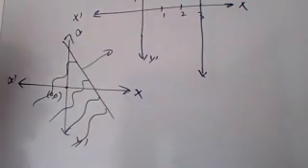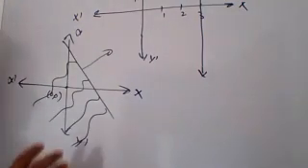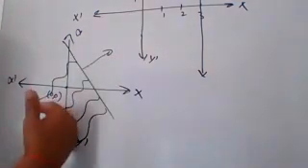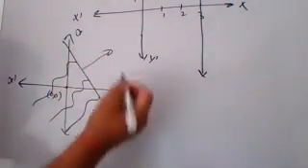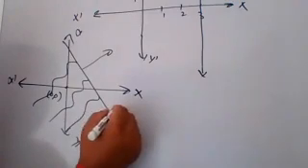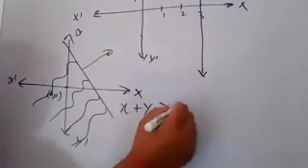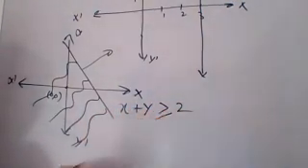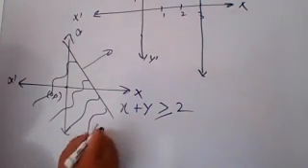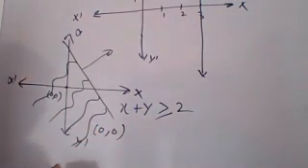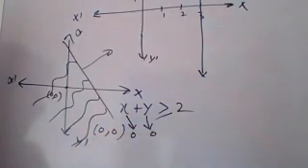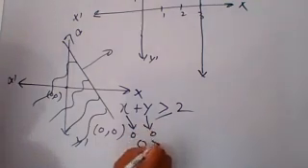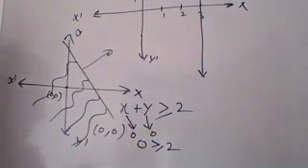So how do you check whether the part above or below contains the origin or not? Let me discuss it with you with an example. Suppose you have the equation x plus y is greater than or equal to 2, and you take the test point (0, 0). So what are you doing here? You put x equal to 0 and y equal to 0. So what do you have? 0 is greater than or equal to 2. Is it correct or not?